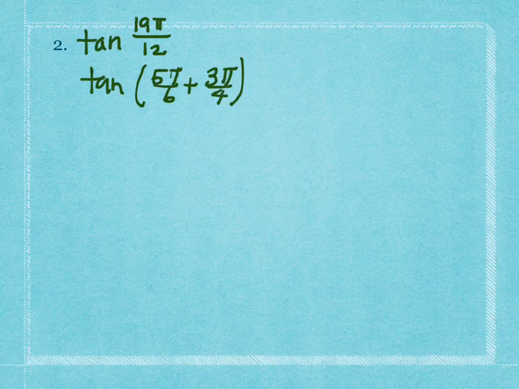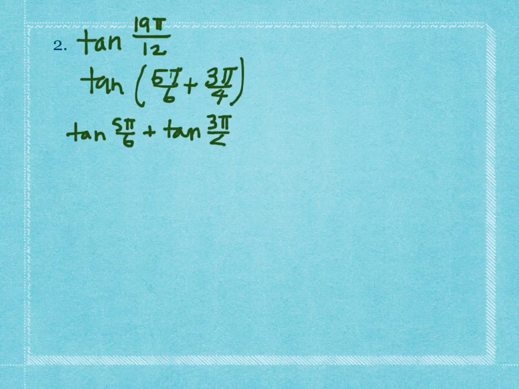We've got tangent of 5 pi over 6 plus tangent of 3 pi over 4. That's just using the formula. We're just writing down from the formula right now.